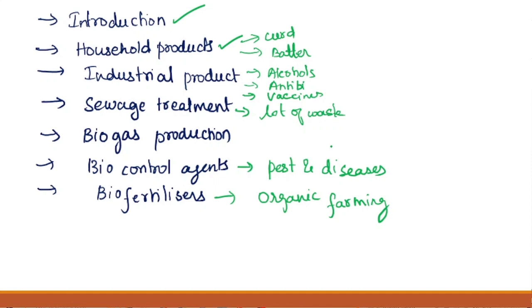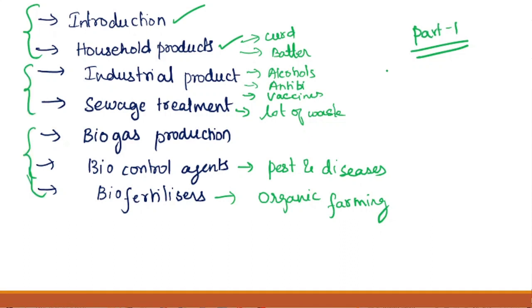This is part 1 of this video series. In part 1 we discuss the introduction and household products. In the next few sessions we discuss industrial products, and hopefully we complete this in part 2 and part 3. Within part 3 itself we can complete this very easy chapter. So today we are going to deal with the introduction and household products. Come on, let's go.